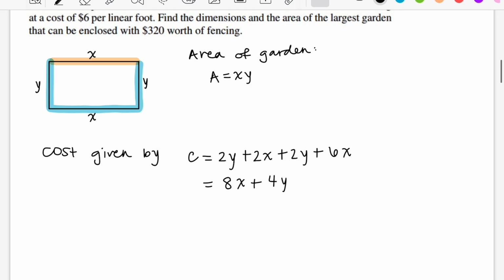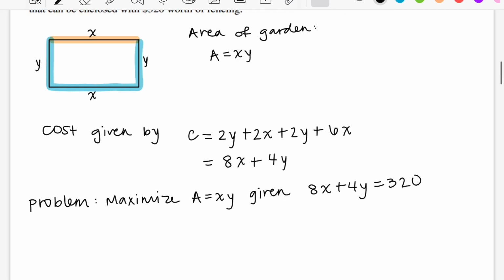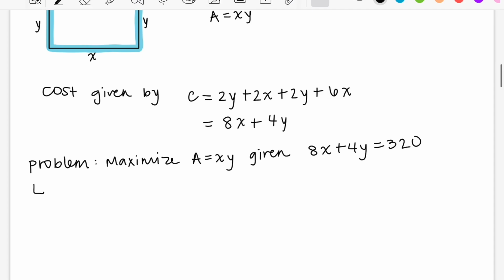All right, and so the problem becomes we want to maximize the area given, or subject to, the fact that we're only going to spend $320. So our cost is equal to this here. So again, our first step, like we saw in the last example, is going to be to rewrite what we want to maximize with just one variable here.